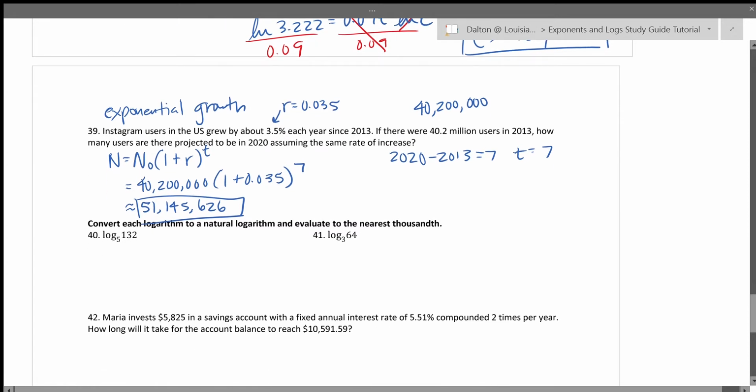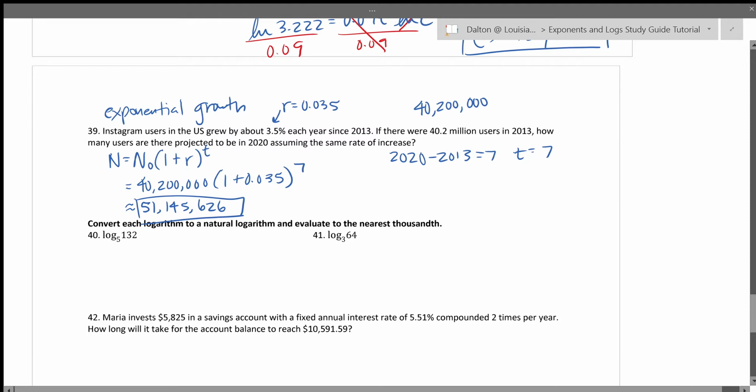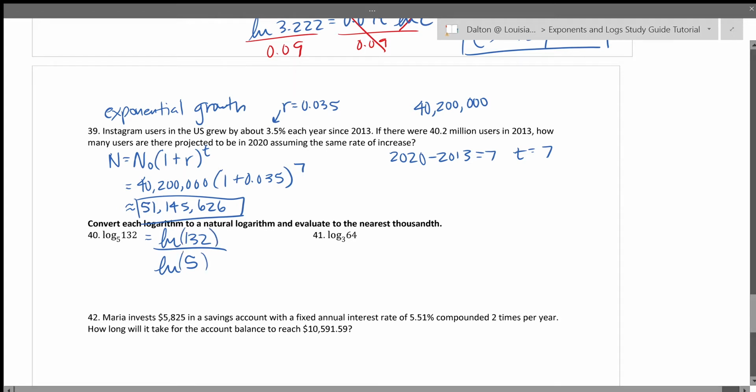Numbers 40 and 41 say convert each logarithm to a natural logarithm and evaluate to the nearest thousandth. So the thing to remember here is the common or natural log change of base formula essentially says that if you have the log base 5 of 132, this would be the same thing as the natural log of 132 divided by the natural log of 5. Okay, so I want to see this intermediate step, and then you can actually type this in your calculator. Natural log of 132. Make sure you close parentheses if your calculator opens them before you click divided by natural log of 5. Round to the nearest thousandth.